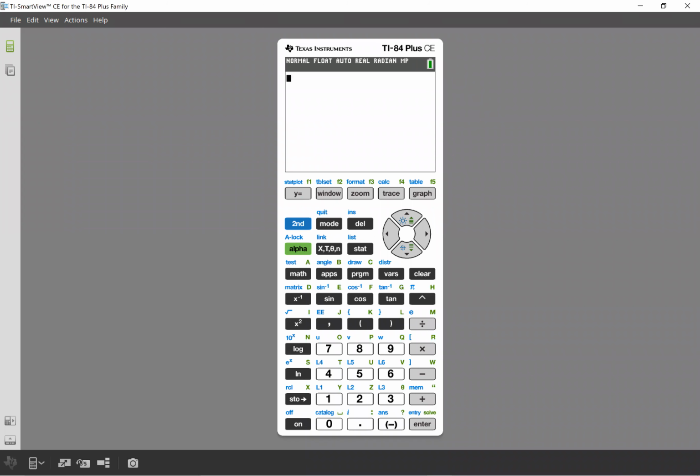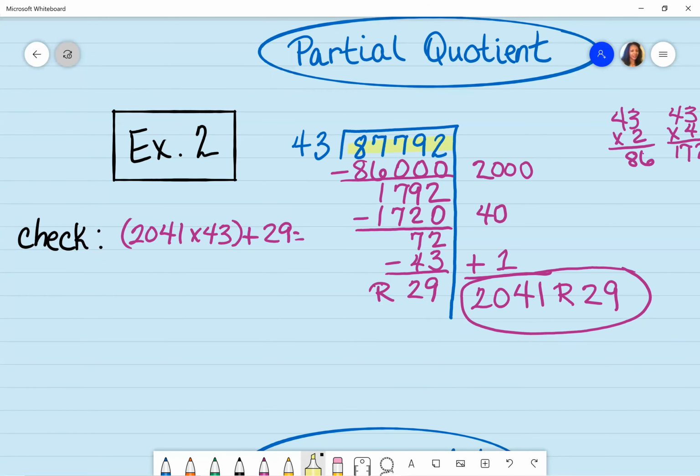All right, so let's use your method of what you said that you would do. We're going to pull out the calculator, and I guess it would have helped if I'd written it down. Okay, here it is. 2041 times, you said 43, right? And then the calculator knows the order of operations, so I don't really have to put the parentheses. I'm going to put plus 29. And you said it should equal that dividend of 87,792. And it did.